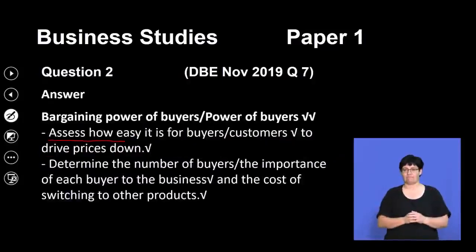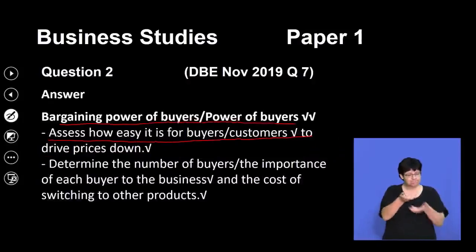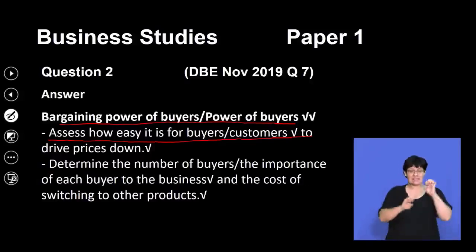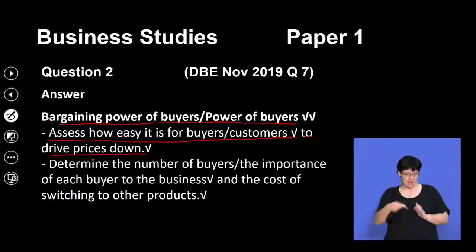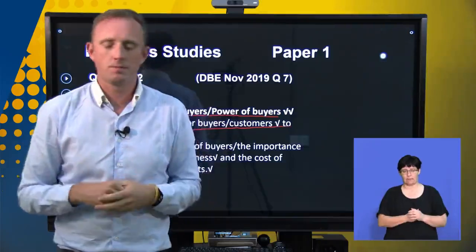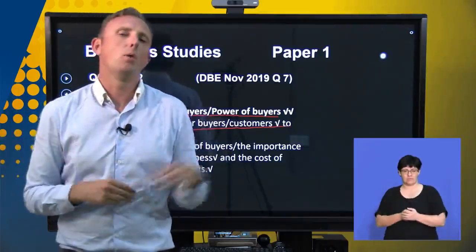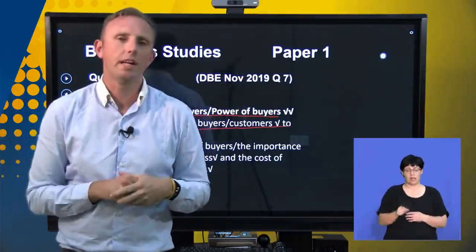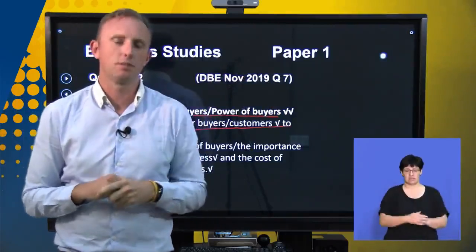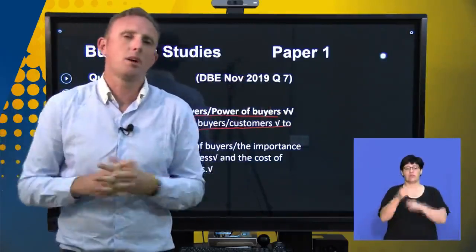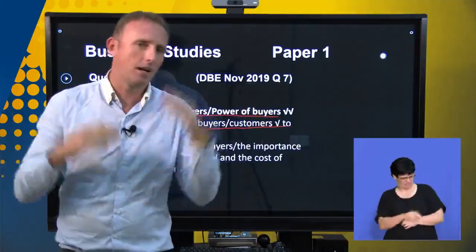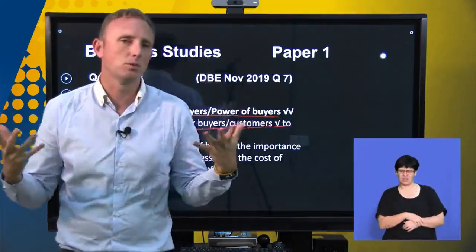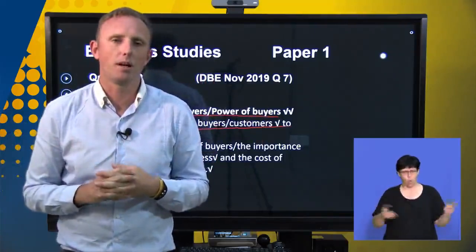The bargaining power of buyers assesses how easy it is for buyers or customers to drive prices down. If you go to the shops and say, right, I want this cold drink for 10 Rand, and it usually retails for 15 Rand, the shops are going to tell you, no, sorry, pal, you either pay the full amount or you can't buy the product.